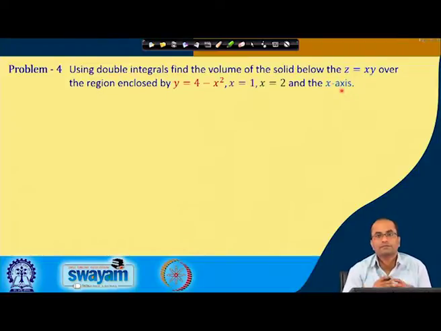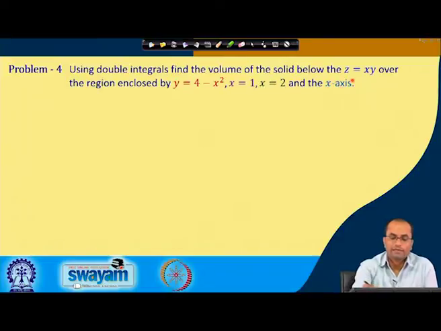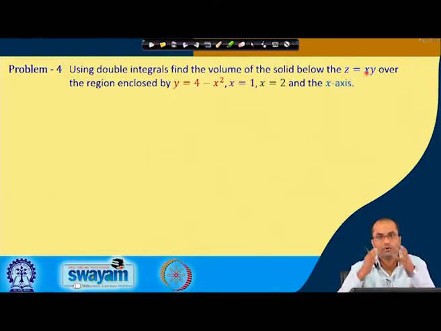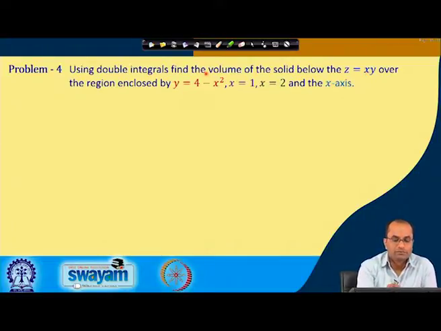So, we have to first see what the region is in the domain, and then we have the function surface z equals xy. We want to find the volume below this surface and over this enclosed area in the xy plane. So, we have to first sketch the region as usual. We have the parabola and then these 3 lines.